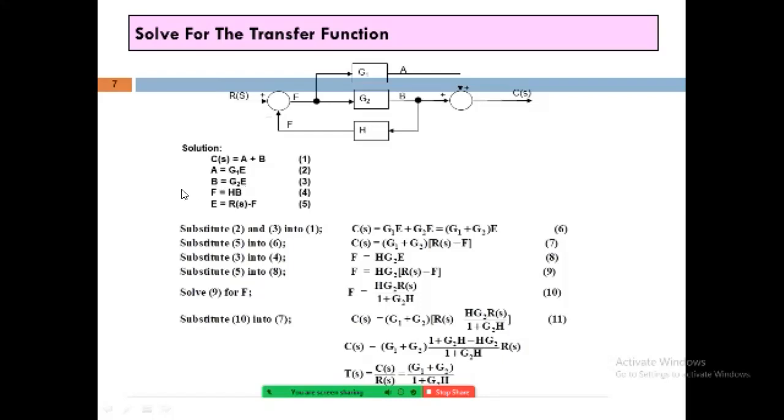So after this, what is the gain of the transfer function? Gain of the transfer function is C of S upon R of S. Let us consider this one as T of S, meaning the transfer function of the solution is equal to C of S upon R of S, and it is equal to G1 plus G2 upon 1 plus G2 into H.